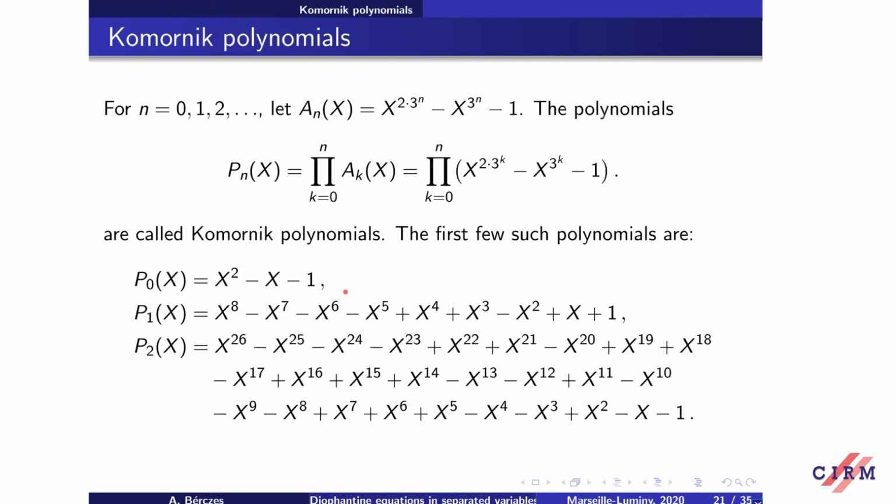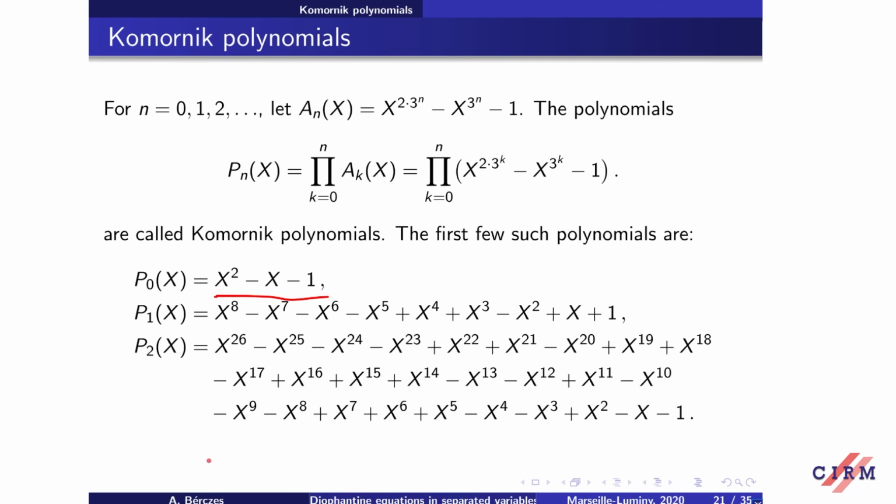Komornik polynomials are polynomials introduced by Vilmos Komornik for some results concerning digital expansions. If we define a_n(x) = x^(2·3^n) − x^(3^n) − 1, and we multiply such polynomials from k equals 0 to n, then we get the nth Komornik polynomial. The first few of them look like this. The first one is easy to see, but the second and the third are these polynomials.